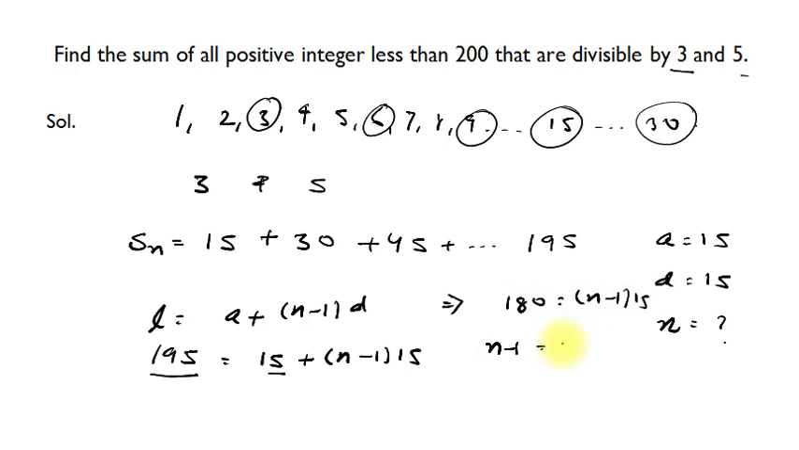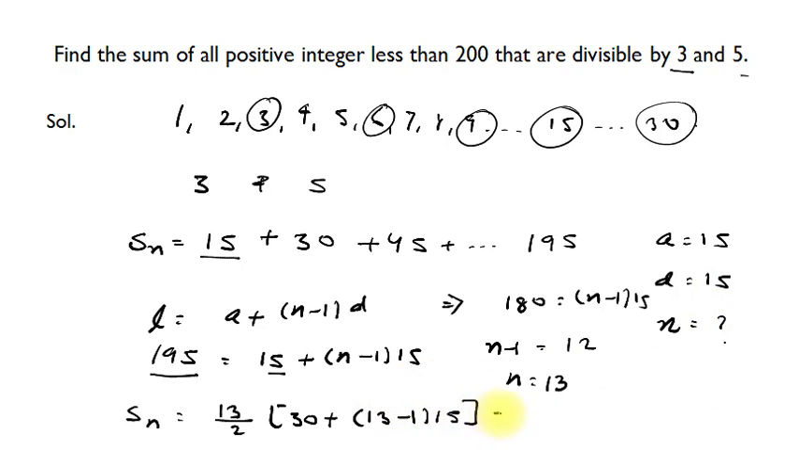This is equal to 12. So n is equal to 13. Okay. So we get the value of n, which is equal to 13. Now the sum Sn is equal to 13 over 2 into 2a, that is 2 into a, that is 2 multiplied by 15, this is equal to 30, plus n, that is 13 minus 1, into d, and the value of d is 15.